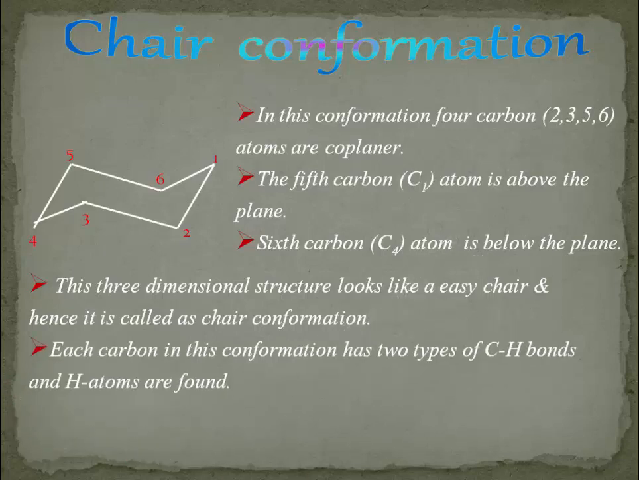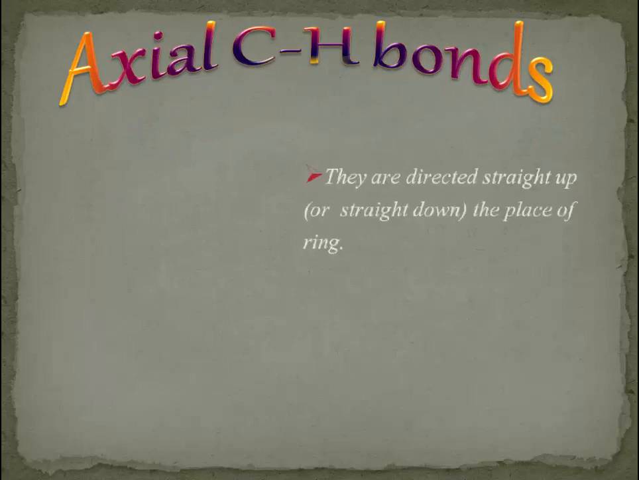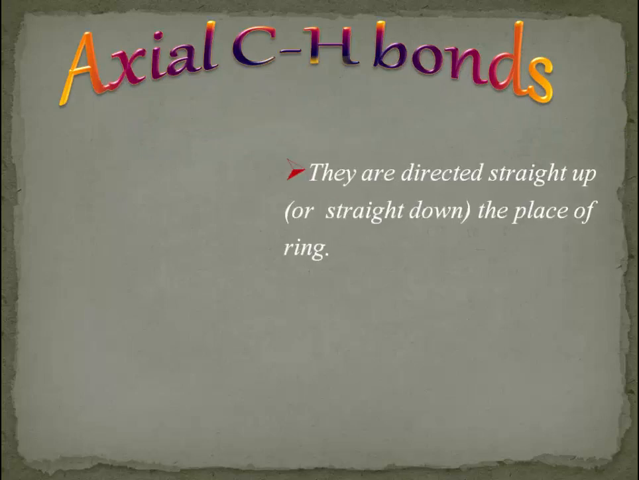Each carbon in this conformation has two types of C-H bonds and hydrogen atoms are found, and they are first axial C-H bond and second equatorial C-H bond. First we will see axial C-H bond. They are directed straight up or straight down the plane of the ring.